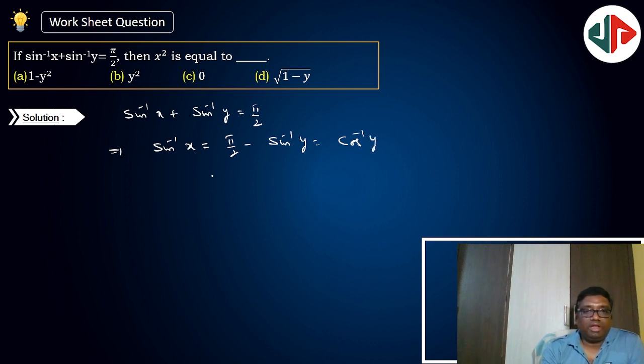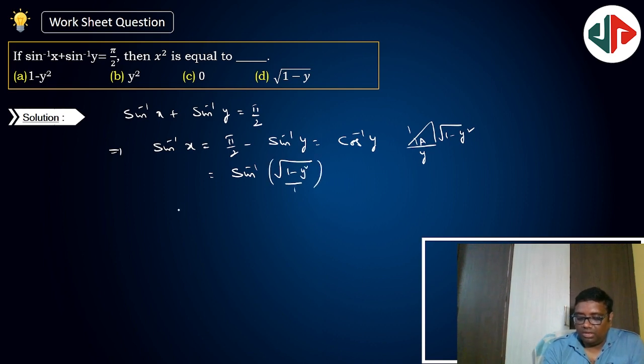Cos inverse of y we can rewrite as follows: if you take this as a triangle, the sides are y, 1, and under the root of 1 minus y square. So this we can rewrite as sine inverse of under the root of 1 minus y square by 1. So x is equal to under the root of 1 minus y square. Squaring on both sides, x square is equal to 1 minus y square.